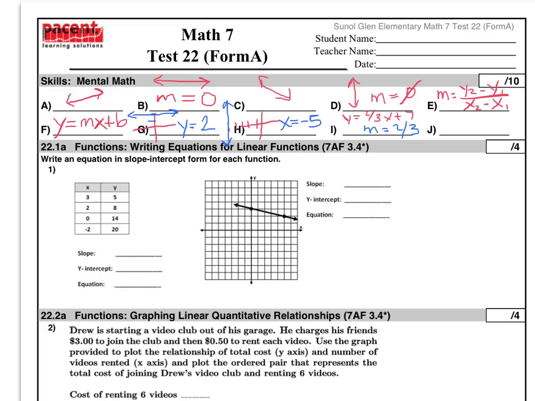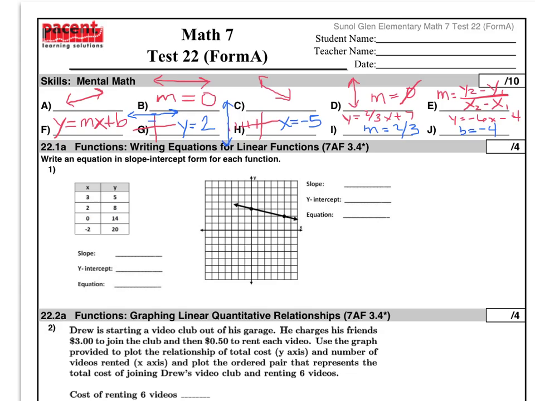Now the last one, J, if you were given the equation y equals -6x plus 4. Y equals -6x plus 4. What is the y-intercept? Well, the y-intercept is when x is 0. And when x is 0, the y-intercept is 4, or the b of my equation is 4. Okay, so those were the mental math.